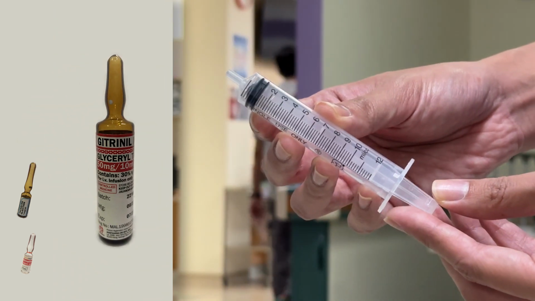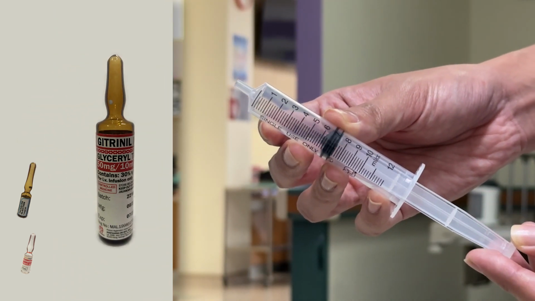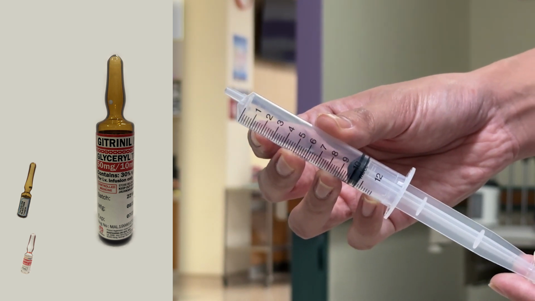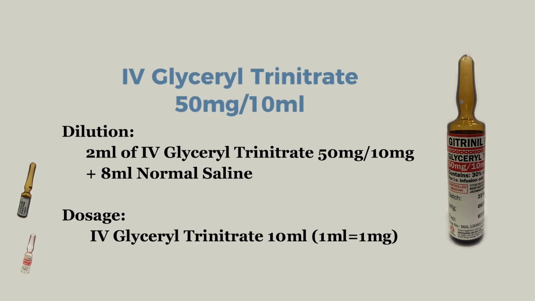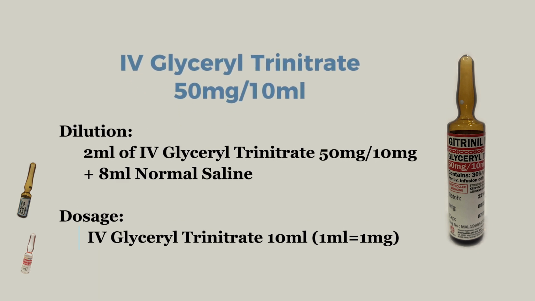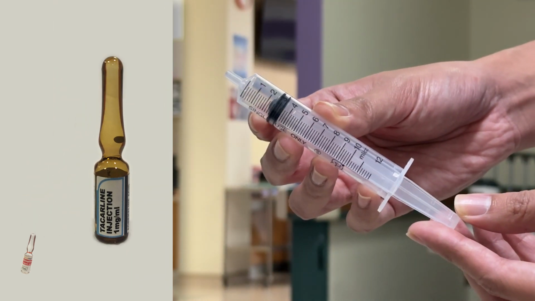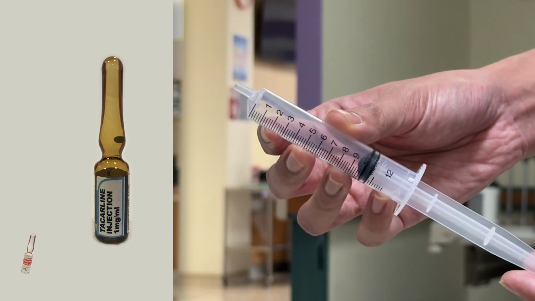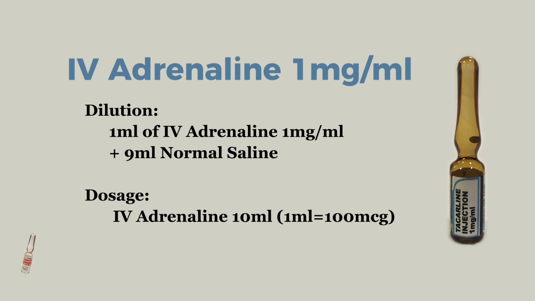IV glyceryl trinitrate 10 milligrams in 10 milliliters. Withdraw 2 milliliters from it and dilute with 8 milliliters normal saline. Total would be 10 milligrams in 10 milliliters. The dosage would be 1 milliliter equals 1 milligram. IV adrenaline 1 milligram. Withdraw all of it and dilute in 9 milliliters normal saline. Total would be 1 milligram in 10 milliliters. The dosage would be 1 milliliter equals 100 micrograms.